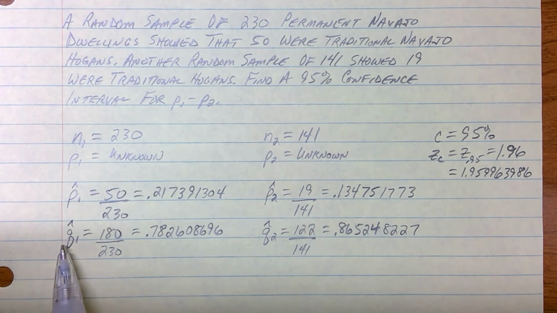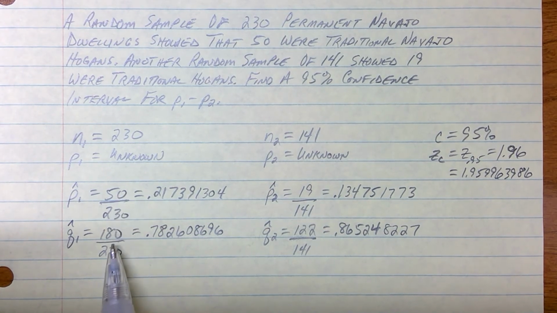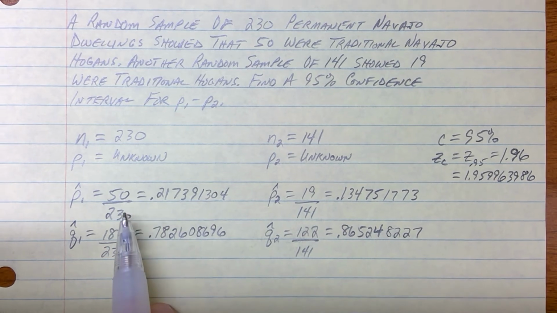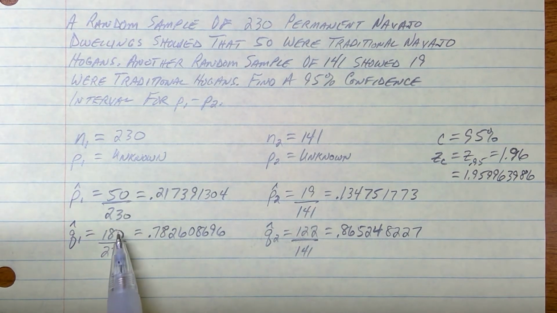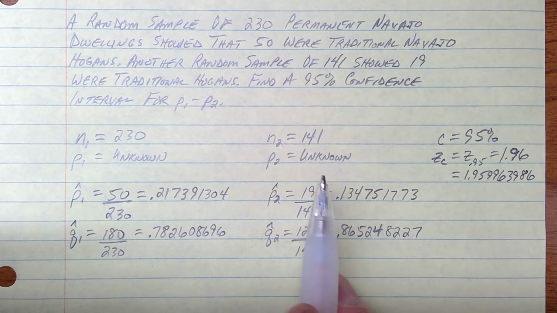the ones who were not traditional, well, that's the rest of them, all right? If 50 were, that means 180 were not, for a total of 230. You can just do 230 minus 50 to get 180 if you want to. All right, gives me this decimal here. Or, like I said, another way is once you figure out what P hat is, just subtract it from 1 to get Q hat.